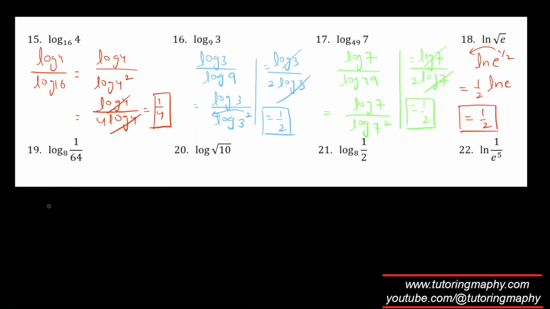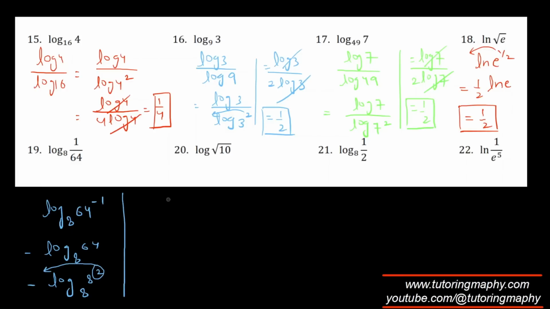Okay. Here we can write this as log with base 8 of 64 raised to minus 1. Minus 1 is thrown outside, so it will be minus of log of 64 with base 8. So this will become minus of log of 8 squared with base 8. And this is now thrown outside, so this is going to look like negative 2 log of 8 with base 8, which will be equal to negative 2.